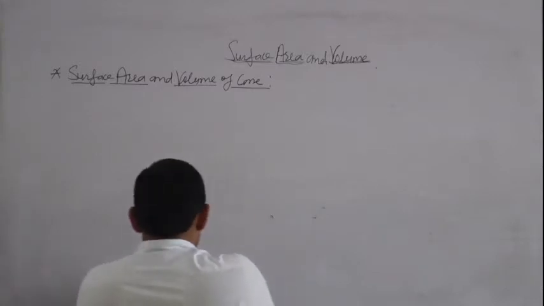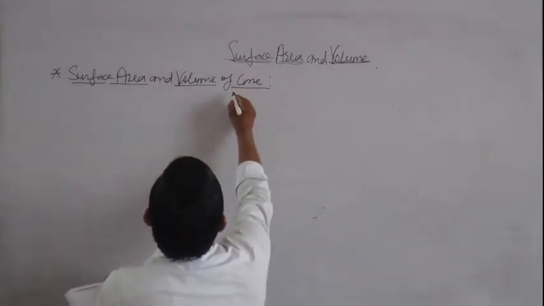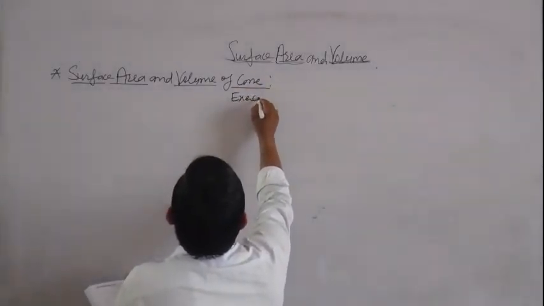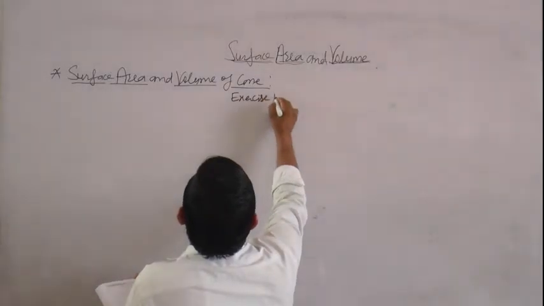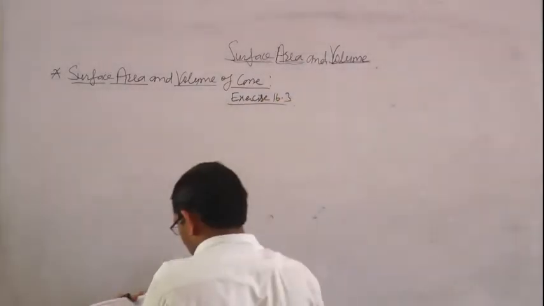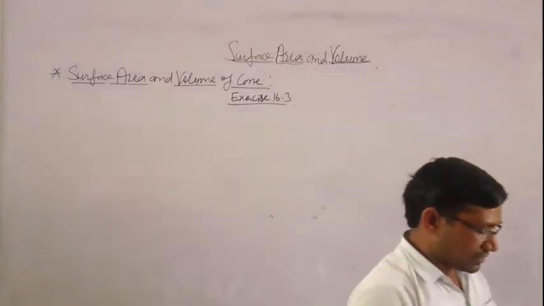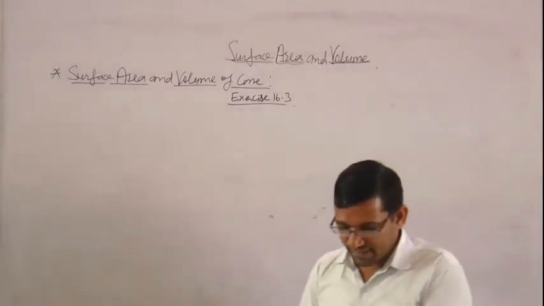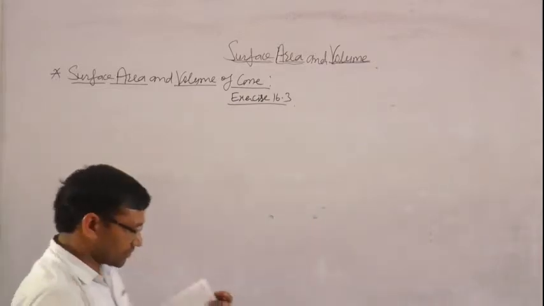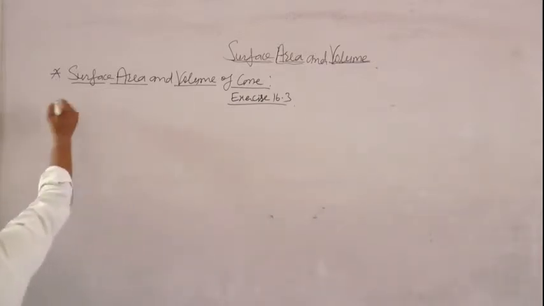Exercise 16.3. Okay. First question is find the curved surface area, total surface area and volume of a cone whose height is 28 cm and radius of base is 21 cm.